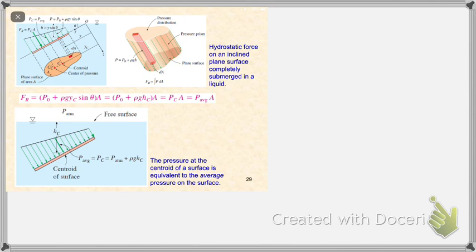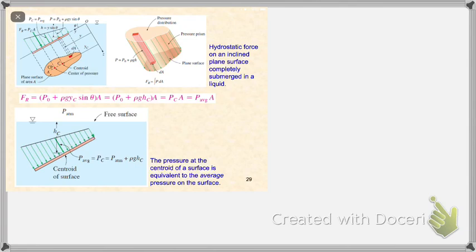This video will explain how we quantify the magnitude of the hydrostatic resultant force on an inclined surface. After that, we will also look into the method to find the location of the resultant force if it is acting on an inclined plane surface.